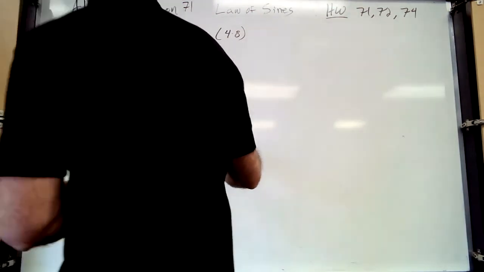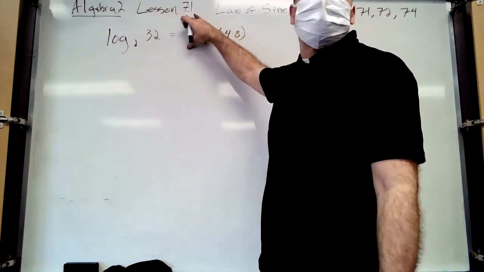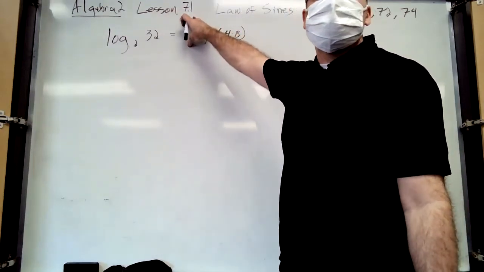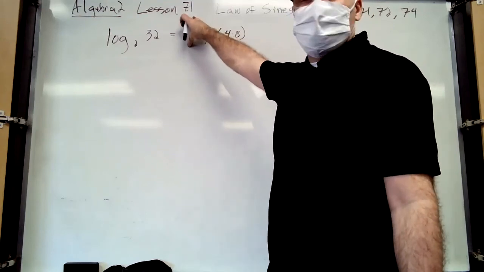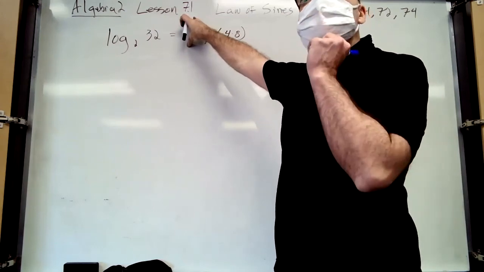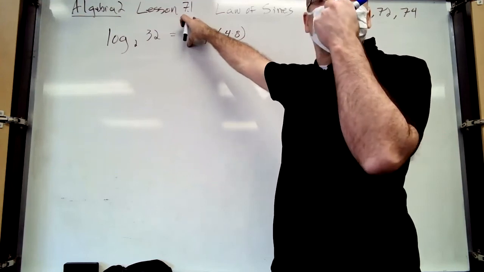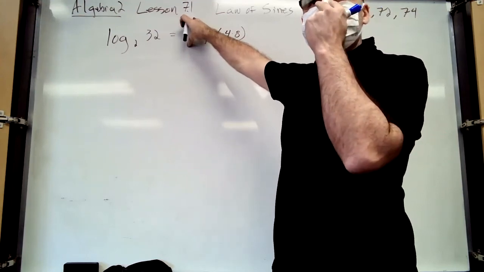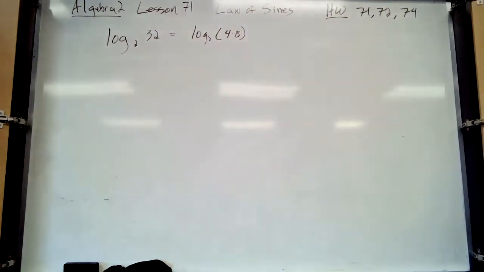Okay, so first of all, do you know what the answer to log base 2 of 32 is? Remember the question you asked: what exponent do you apply to 2 to get 32? It's 5, right? Because 2 to the 5th power is 32. 2 times 2 times 2 times 2 times 2 is 32.